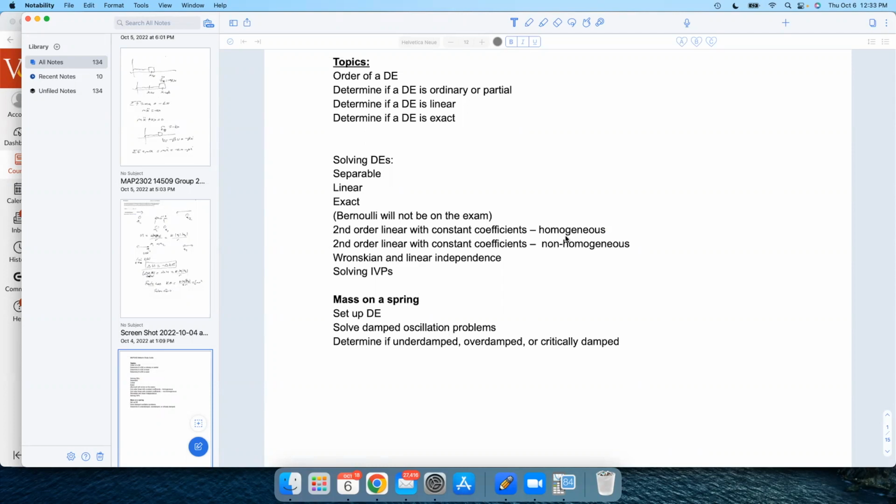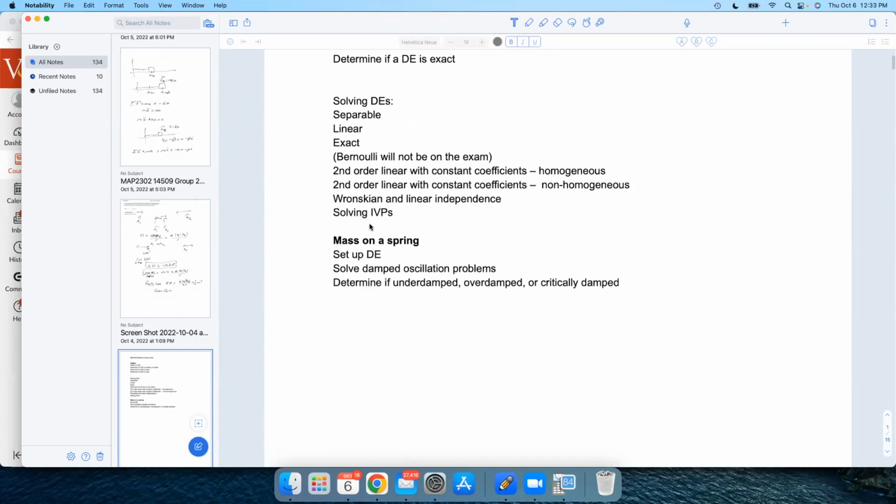Homogeneous and non-homogeneous. Higher order, higher than first order. DEs with constant coefficients, linear, of course. Wronskian, linear independence, IVPs. And then, I think last Zoom meeting, I went through the mass on the spring problem. Make sure you completely understand that problem. I don't know what better hint to tell you than I'm putting that problem on the midterm with different numbers. And I kind of walk you through it. But if you've studied the problem a little bit, it shouldn't be bad.